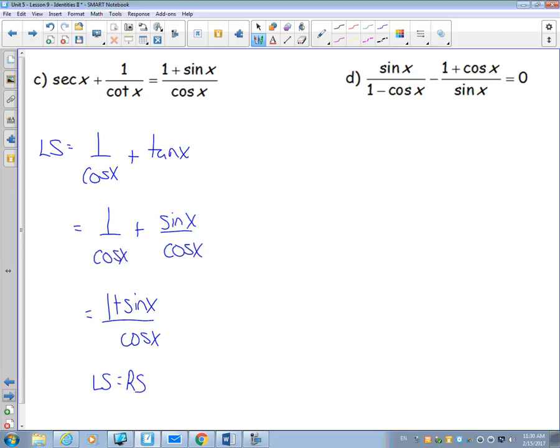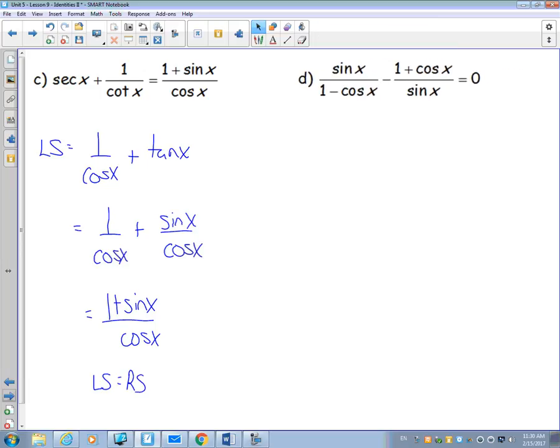Okay, that was not too bad. Okay, let's try D. D is obviously the left side, the messy one. So we're going to deal with the left side. Now nothing stands out right away except for the fact that I got fractions and I'm subtracting, which means I probably need a common denominator.